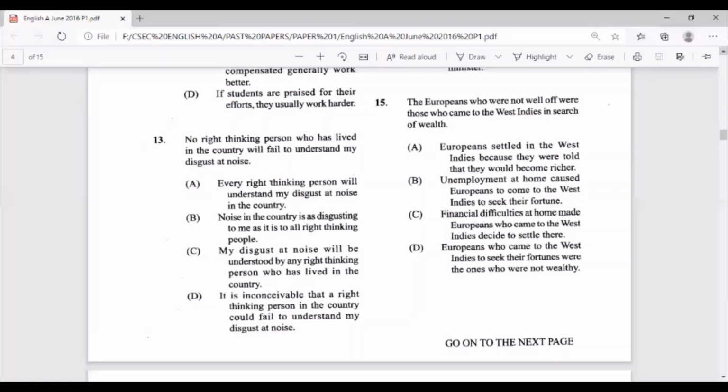Europeans who came to the West Indies to seek their fortune, same thing as to search for wealth, yes, were the ones who were not wealthy. Exactly, they were not well off, they were not wealthy, and those were the Europeans who came to the West Indies. And that's another section on June 2016. We're moving down.